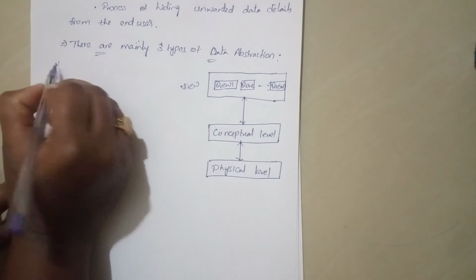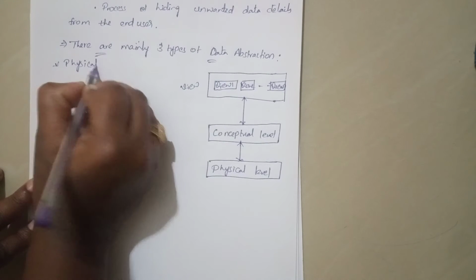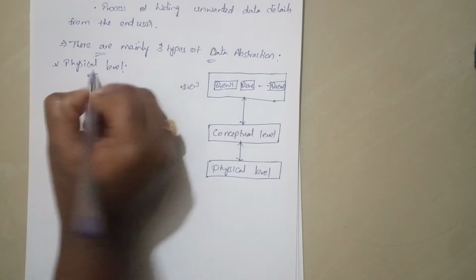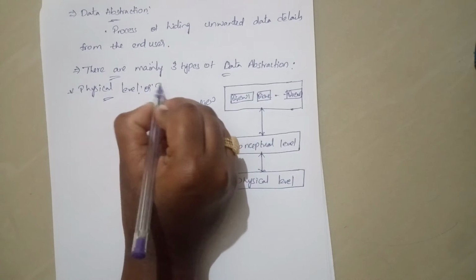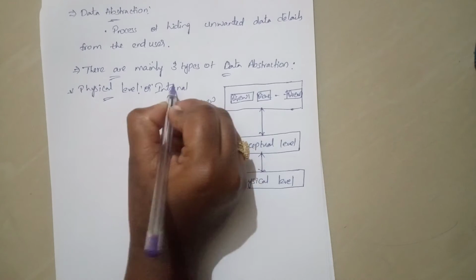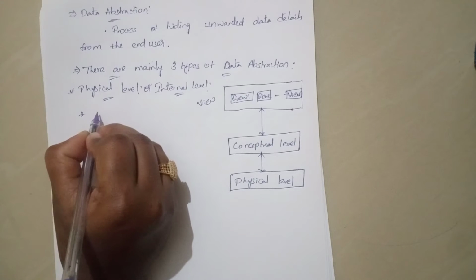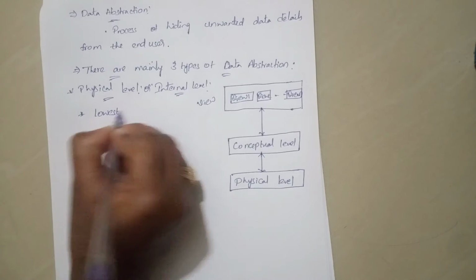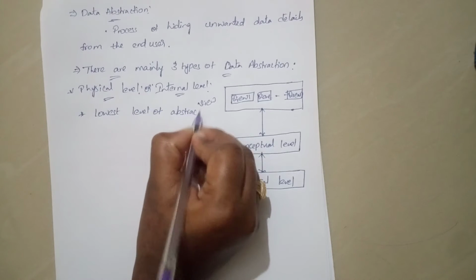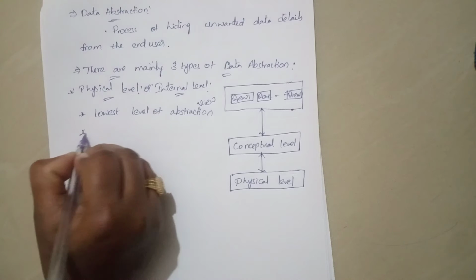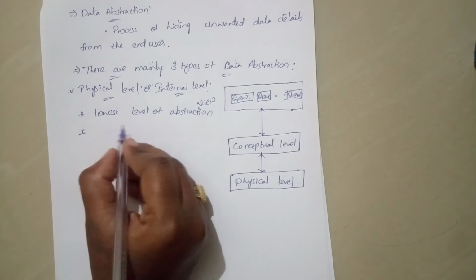The first one is the physical level. The physical level is also called the internal level, and it is the lowest level of data abstraction. The physical level defines how the data is stored in the database.